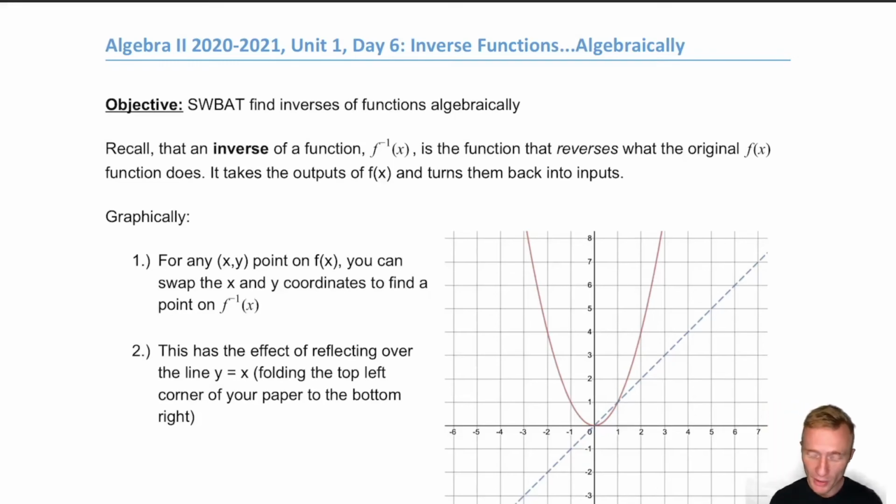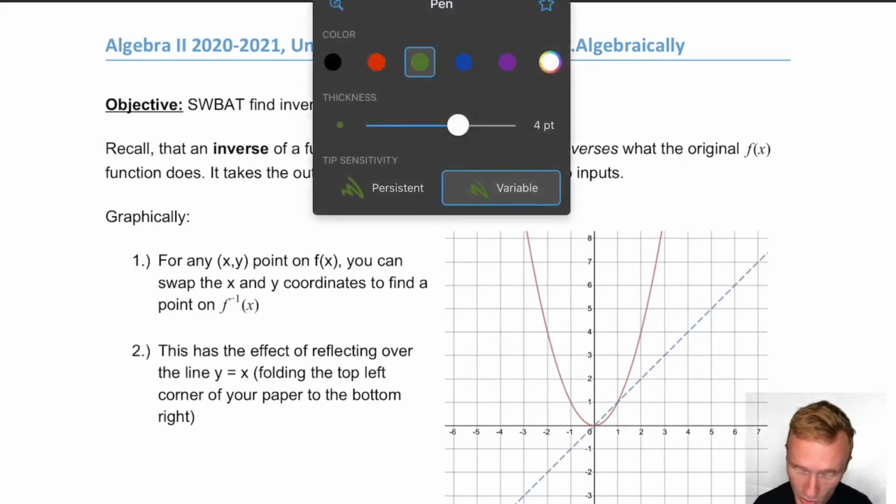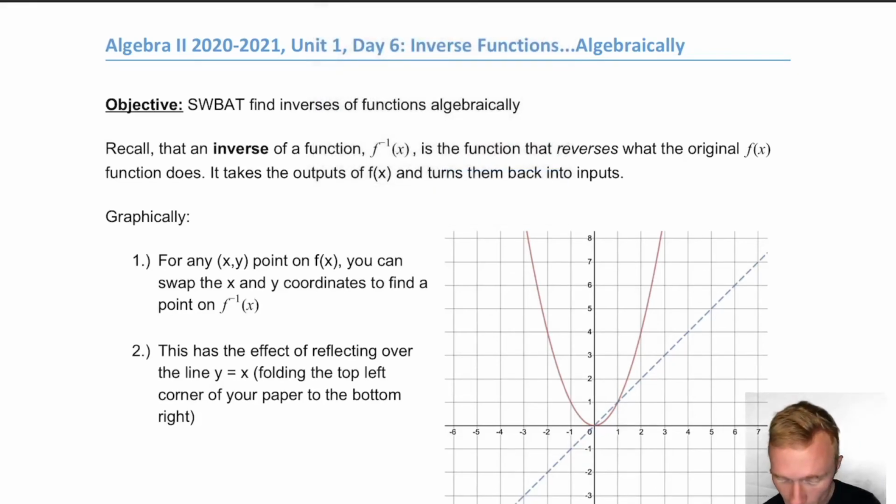But first, let's just remind ourselves of what we are talking about when we talk about inverse functions. Common notation is this f, what looks like to the negative first, but really means the inverse of f. It's a function that reverses the original function. It takes the outputs of f of x and turns them back into inputs. We started by looking at a graph because it's easy to think about what inputs and outputs are. Inputs are the x coordinates, outputs are the y coordinates.